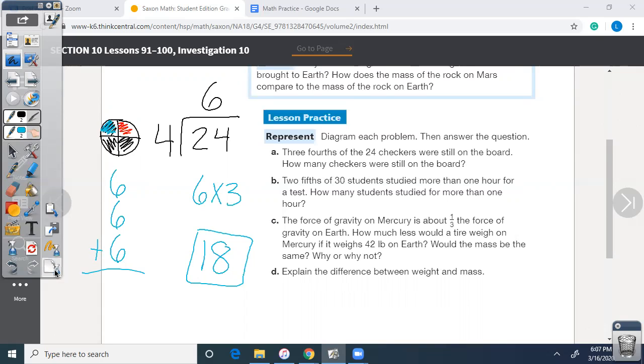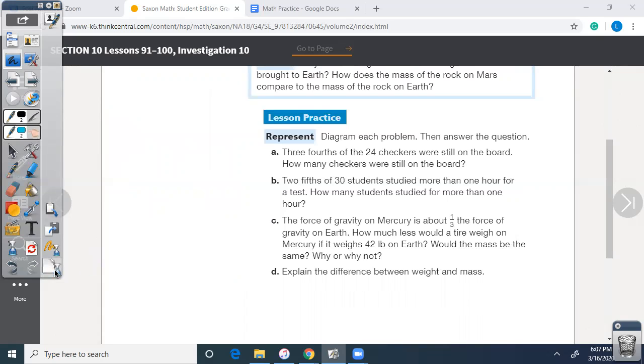All right, and then the very last problem that we're going to do together is B. 2/5 of the 30 students studied more than 1 hour for a test. I'm sure that would be you guys. How many students studied for more than 1 hour? Okay, 2/5 of 30. You might also see a problem that looks like this. 2/5 of 30. Okay, so again, we're going to do the same thing.